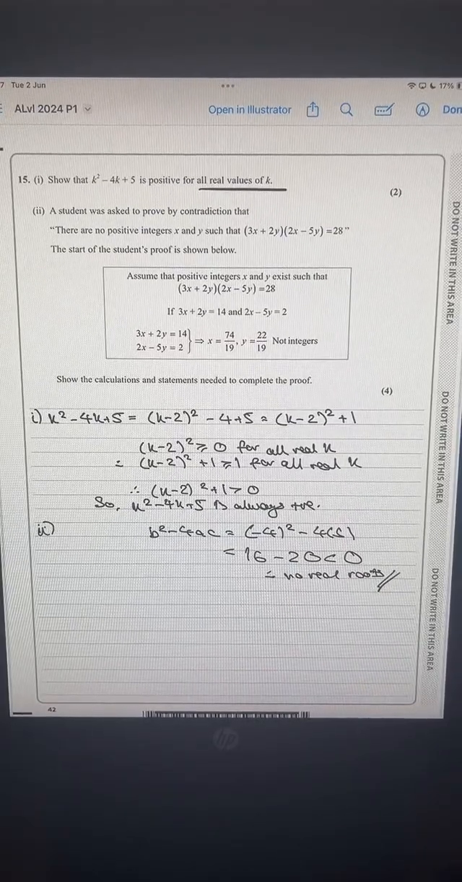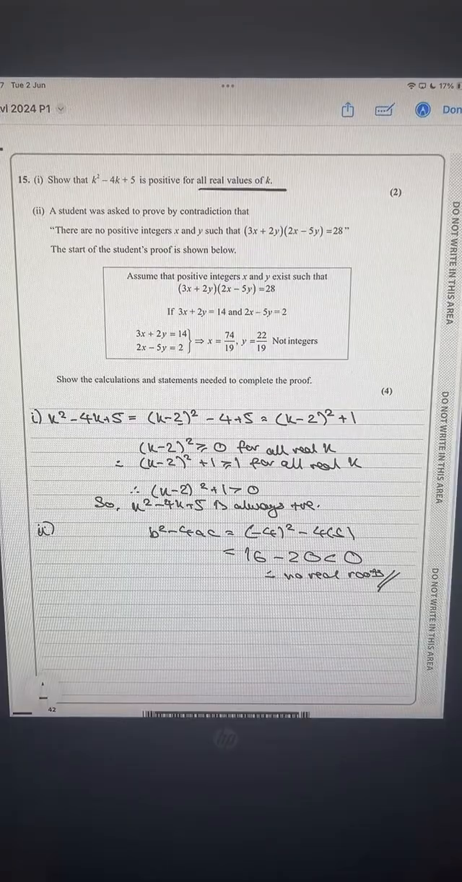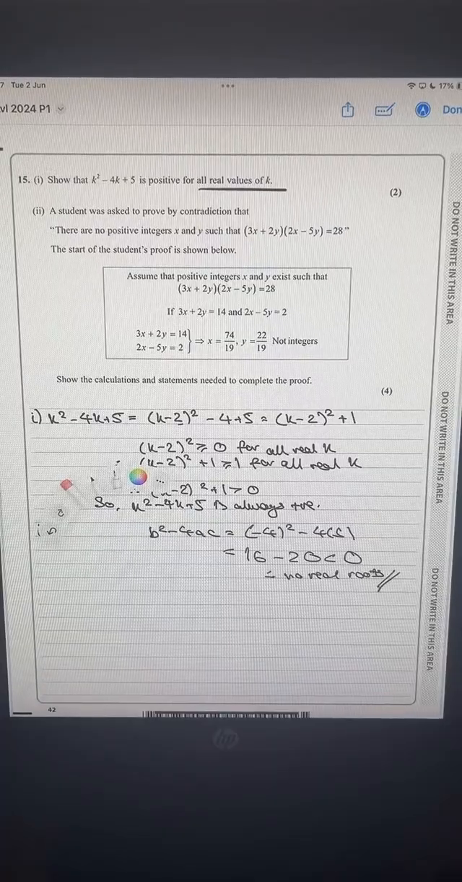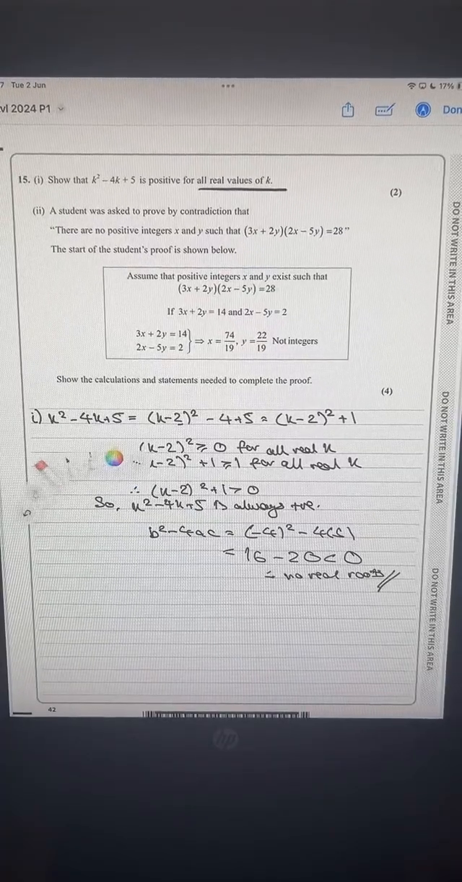Where did the minus 4 come from in the first part? The minus 4 came from completing the square, (k minus 2) whole squared, and then you subtract the minus 4 from that. Okay, cool. So I will keep that. So that is an alternate method.